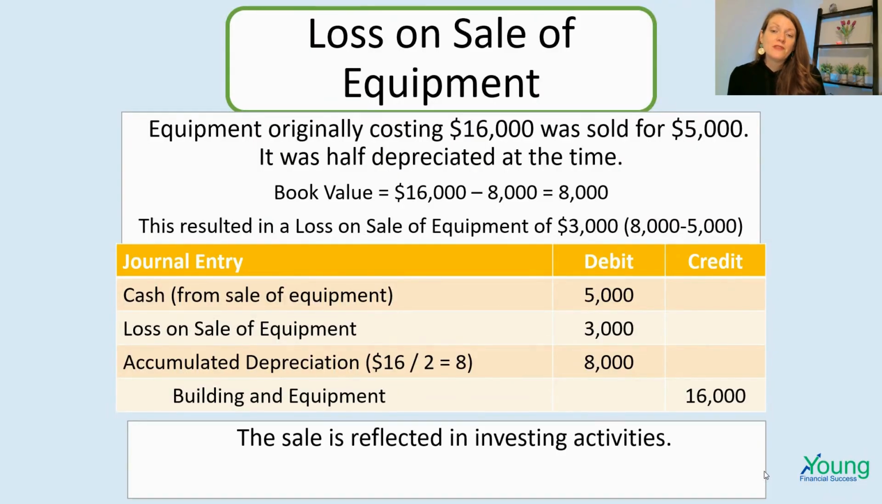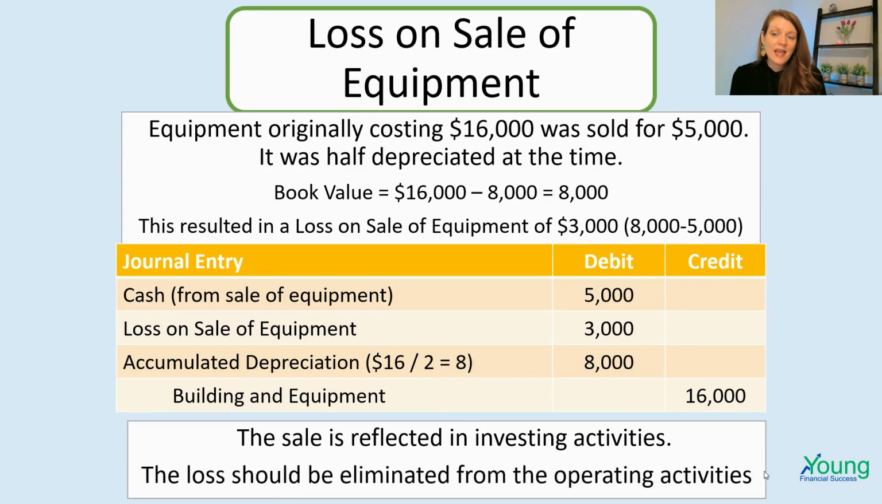So the sale is reflected, again, in investing activities. The loss should not show up on operating activities under the direct method. The indirect method, they would have actually added that back in because we didn't actually lose any money from this. It's not like we actually paid out cash. Instead, that loss is going to be netted out in the investing activities. So we really just go back to the same concept as the gain on the sale of land.